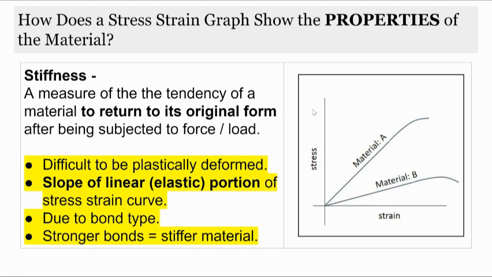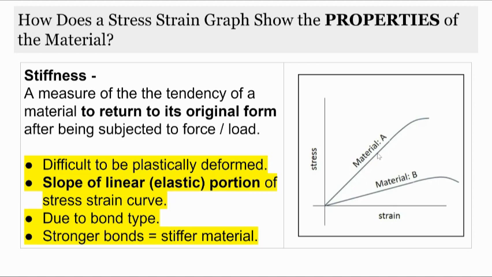Stiffness is measured by the slope of the linear portion of the stress strain curve. In other words, the Young's modulus value, where we measure the slope of the line, is also correlated with the stiffness of the material, right? The slope of the linear or elastic portion of the stress strain curve tells us the stiffness of the material. And stiffness is due to bond type.